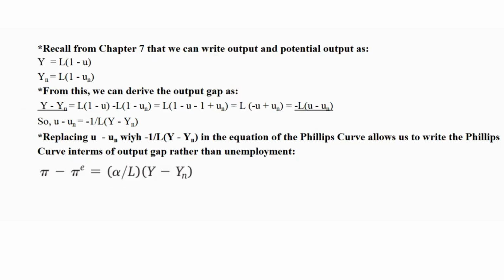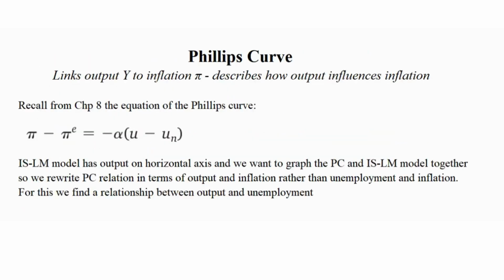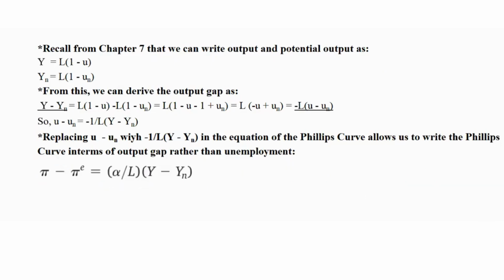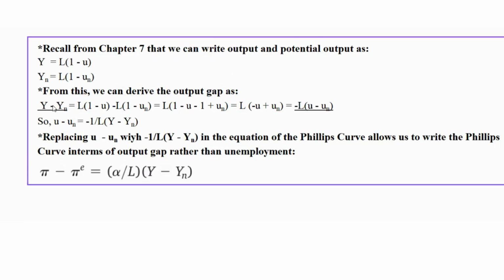Now we know in our Phillips curve equation, we had u minus un on the right hand side. If we go back, we had u minus un over here. So what we're going to do is see what u minus un is in terms of y. From here we know y minus yn is minus L times (u minus un). So we'll just solve for u minus un by taking the minus L to the other side, dividing both sides by minus L. So u minus un is equal to minus 1 by L times (y minus yn).